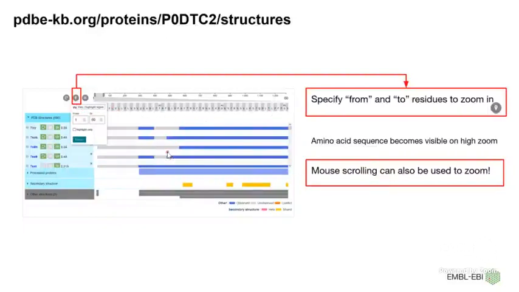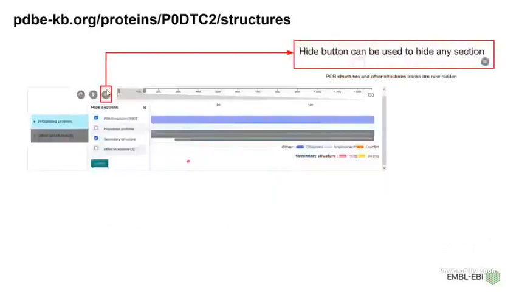You can use your mouse scroll as well in order to zoom. You have a special button for hiding the various sections. For example, here I have hidden PDB structures and secondary structures.